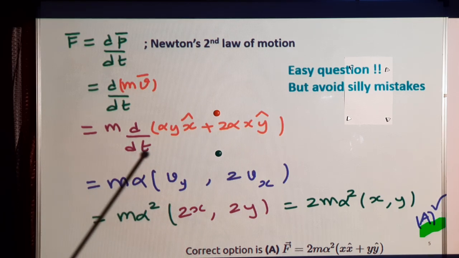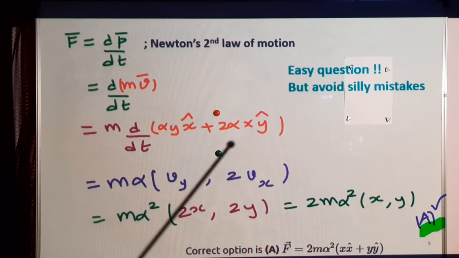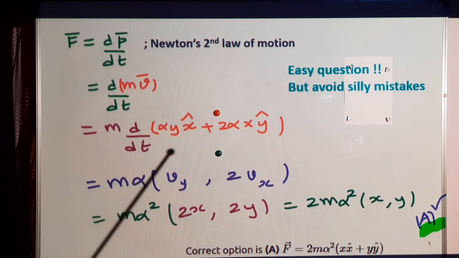The y component of the velocity is 2x alpha. Alpha has come out, the alpha square, and the x component of the velocity is alpha into y. So alpha has come out and y is here. So 2 will also come out. So this one. So the correct option is option E.